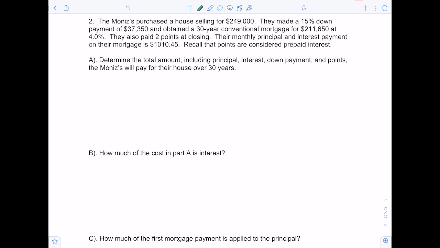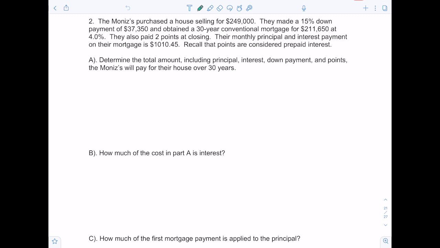So the Monez's purchased a house selling for $249,000. They made a 15% down payment of $37,350 and obtained a 30-year conventional mortgage for $211,650 at 4%. Okay, and we found all of this in previous problems. We also know they paid 2 points at closing, and we also calculated in 2 different ways that their monthly principal and interest payment on their mortgage is $1,010.45. Okay, so the first thing we want to do is determine the total amount, including principal, interest, down payment, and points, the Monez's will pay for their house over 30 years.